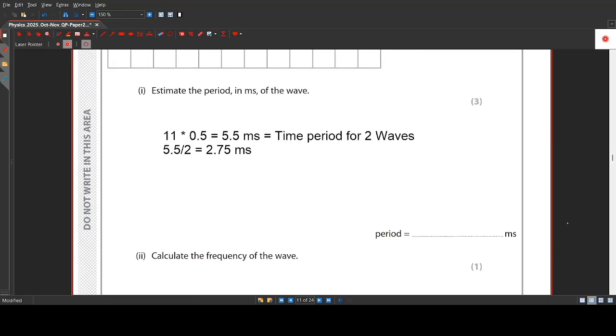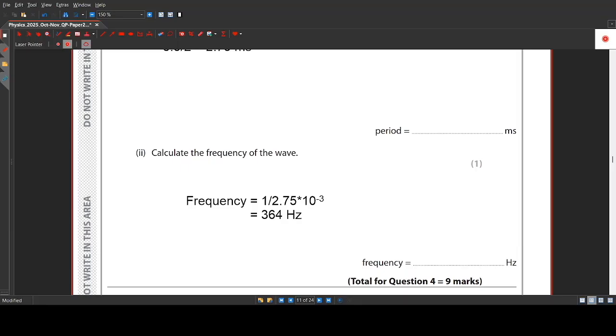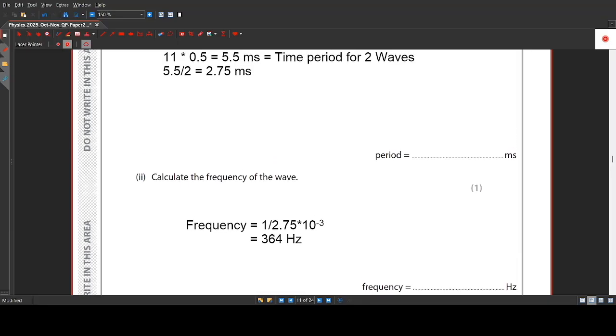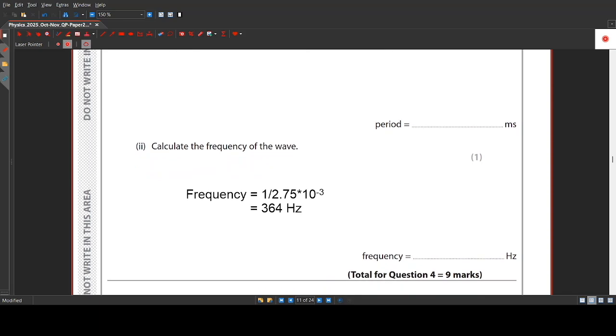All right. The last question: calculate the frequency of the wave. Once you know the time period, you just use the formula for frequency, which is 1 over time period, and you calculate the frequency. That's how you do it. I hope you have understood this question.